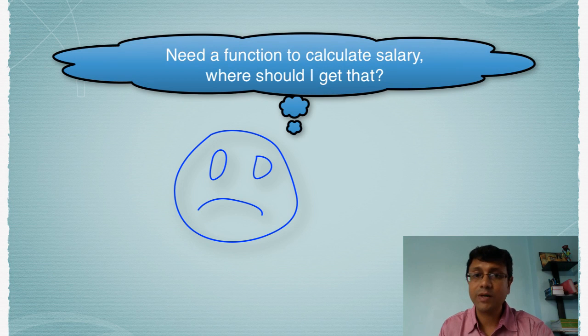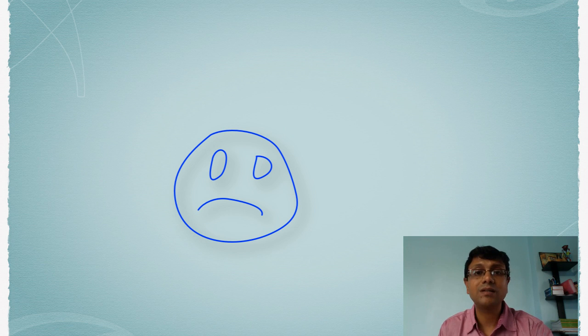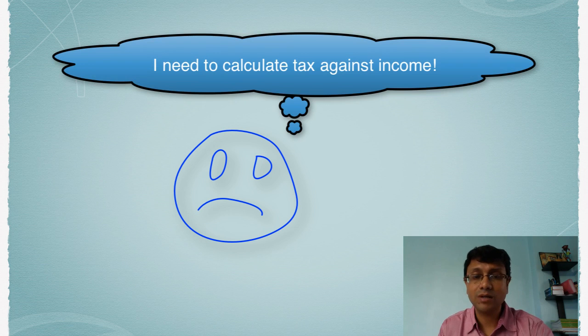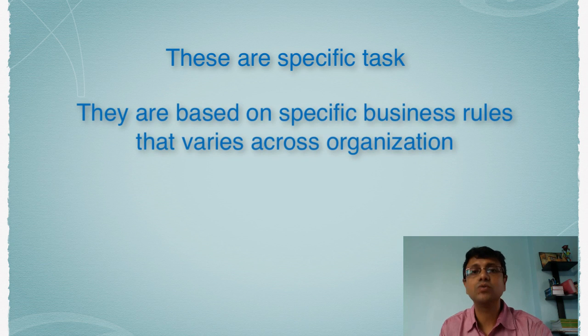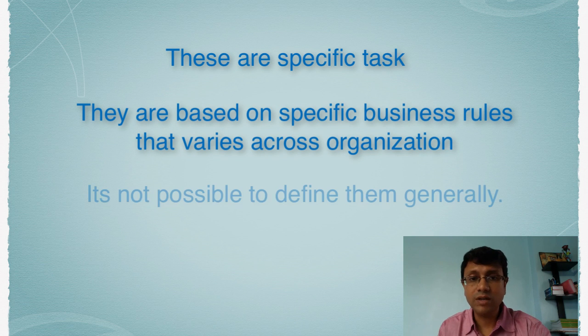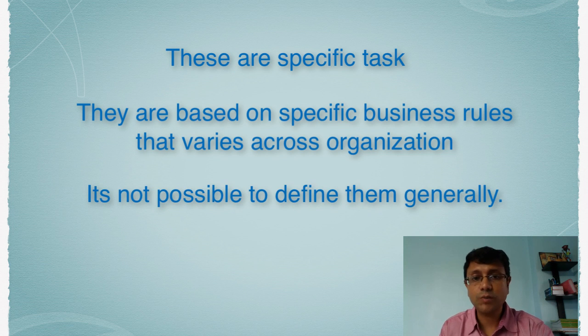But you cannot expect to have a library function that is going to generate the payroll of employees of a particular organization. You cannot expect to have a library function generally available to calculate the tax of a person for a particular state. Or you cannot have a library function that's going to calculate the interest of bank accounts for a particular bank. These tasks are rather specific and depend on the business rules of the particular organization. So they are not given in the library. It is not possible to have them generally available in the library.